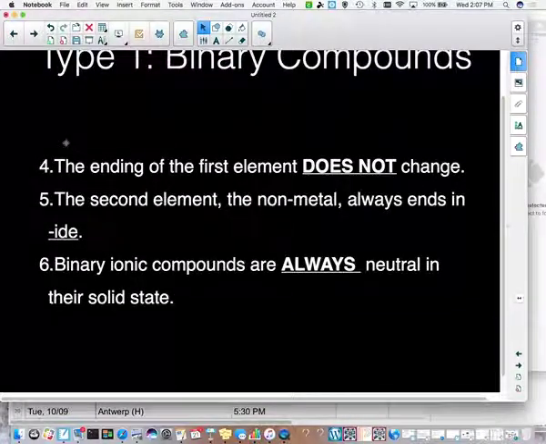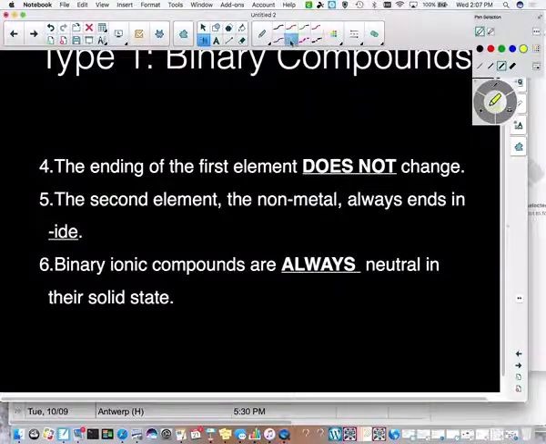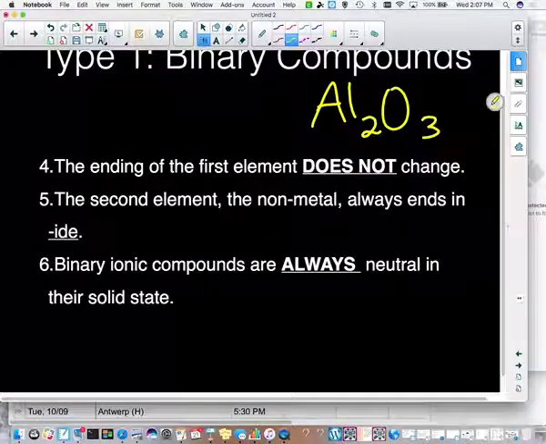The ending of the first element does not change. So, for example, number 4 on the back board is Al2O3. When naming this compound, the first element, I'm still going to say aluminum. I'm not going to change how that is said. However, the second element, the nonmetal, always ends in IDE. So instead of saying aluminum oxygen, it is aluminum oxide. So I take that ending off and I put IDE.